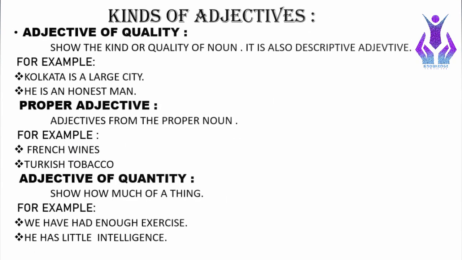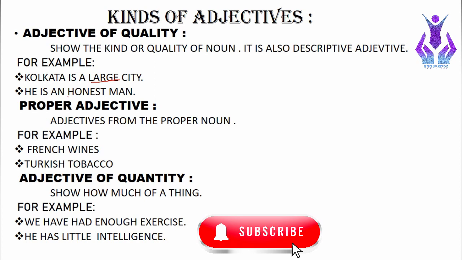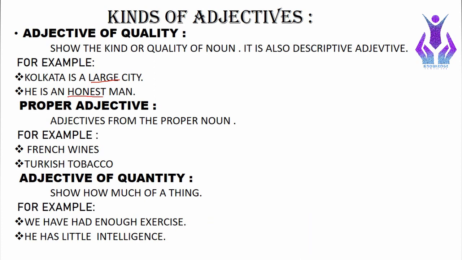So, kinds of adjective. We have different kinds of adjective. The first one is adjective of quality. The adjective shows the kind or quality of a noun. It is also called descriptive adjective. For example, Kolkata is a large city. Here large is an adjective. The next one is: he is an honest man. Honest is an adjective. So we are describing the quality of something. That is adjective of quality.